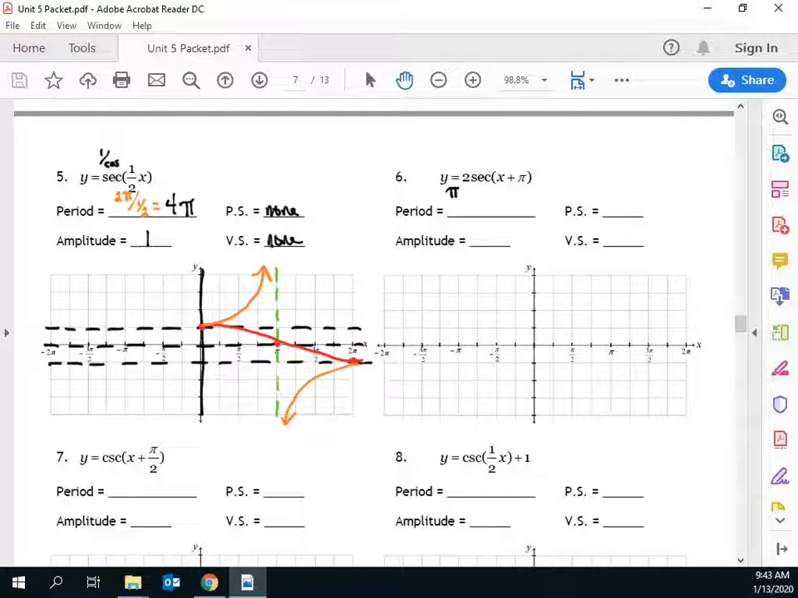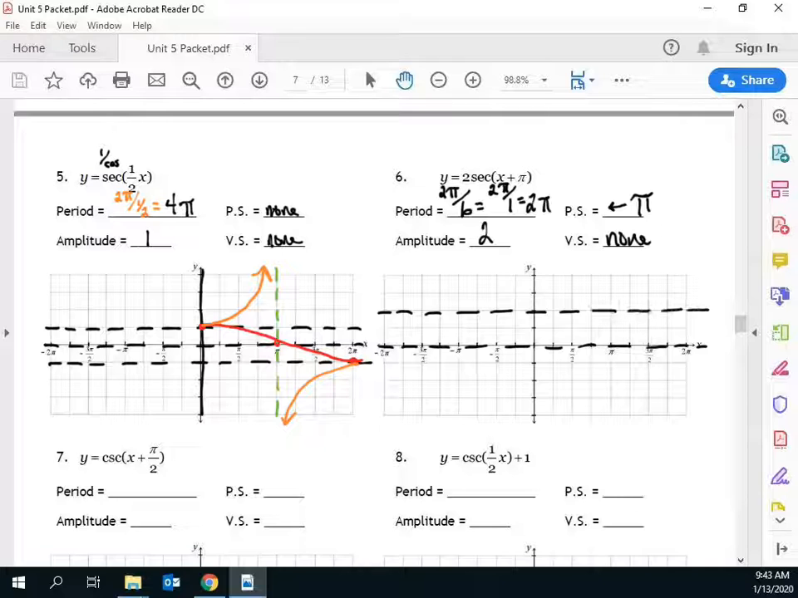Period: 2 pi over b. In this case, it's 2 pi over 1, which is 2 pi. Amplitude's the number in front, so it's 2. Phase shift for this one is negative pi or left pi. Vertical shift, none. All right, so let's go ahead and draw our middle, max, and min. Any vertical shifts? Nope. How far up do I need to go to get my max line? So how far down do I need to go as well.